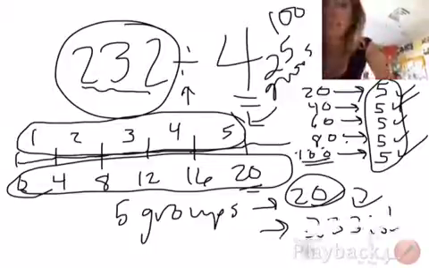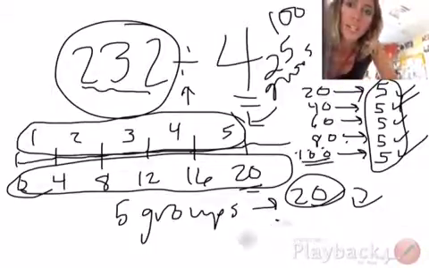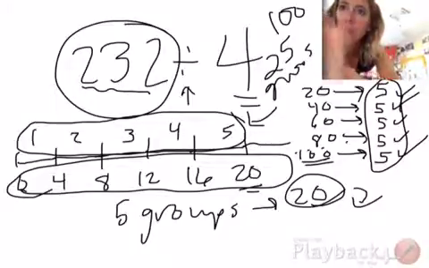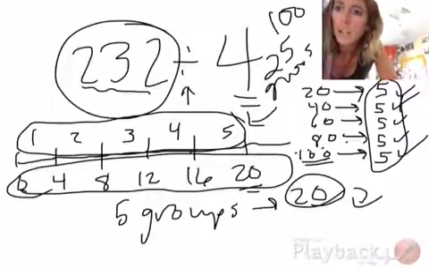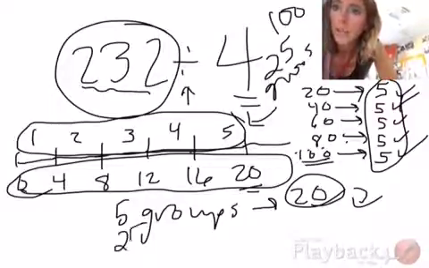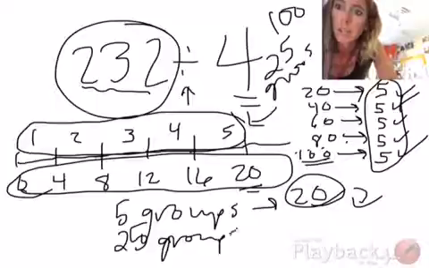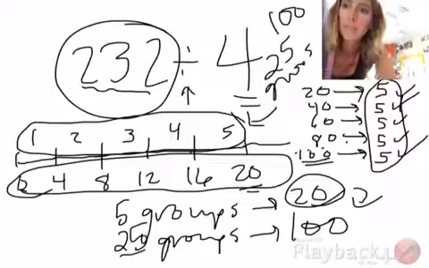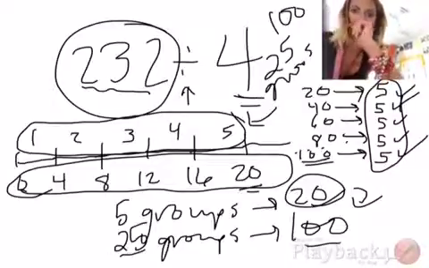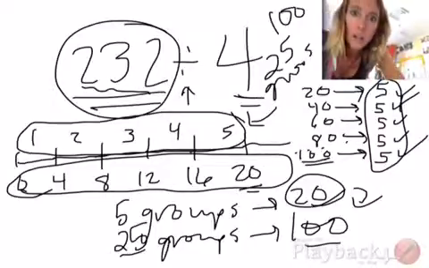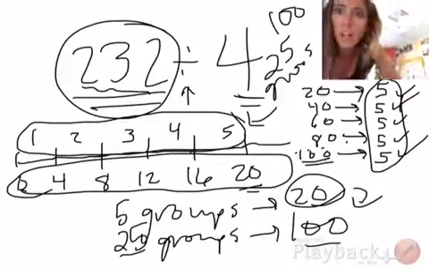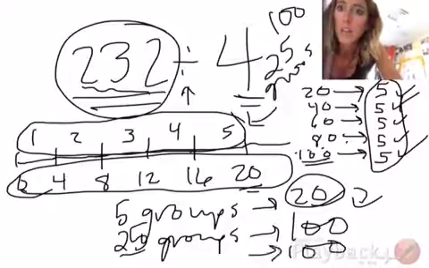Okay, are you guys making sense of this? If not, pause the video, restart it again, and try your hardest to make sense of it. Okay, so I figured out now that there are 25 groups of 4 in 100. I'm trying to make it to around 232. So let's go another 100, right? And if I go another 100, that'll be another 25 groups.